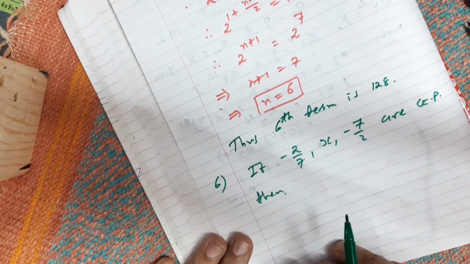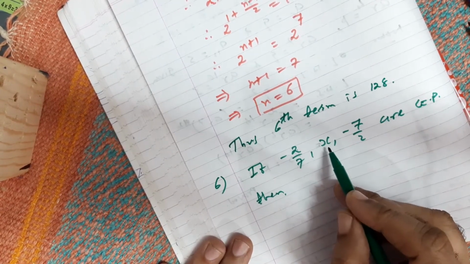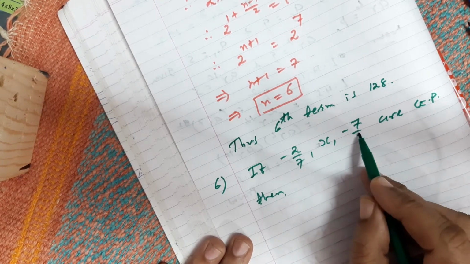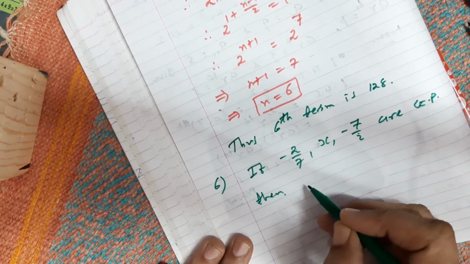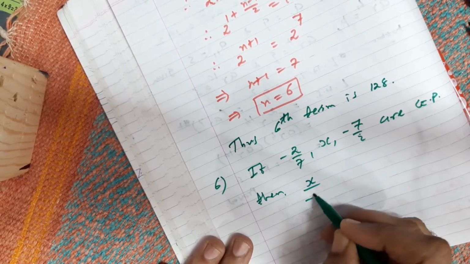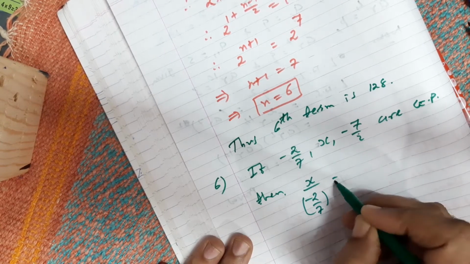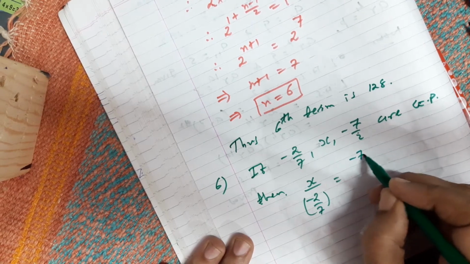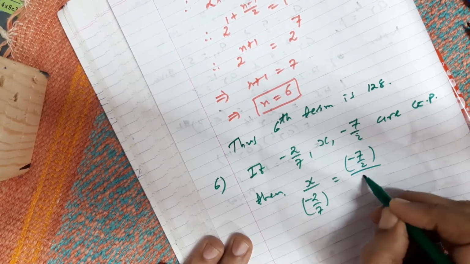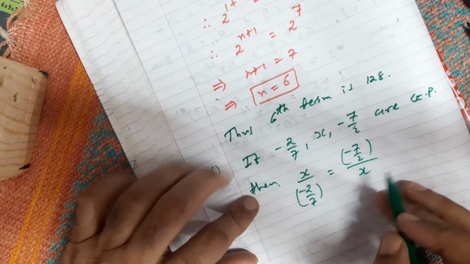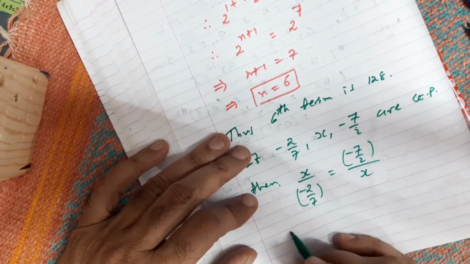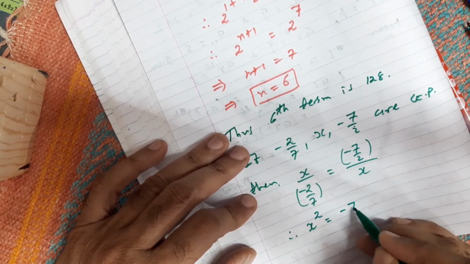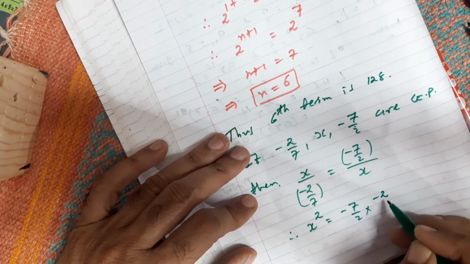Then according to the geometric progression definition, you know that the second term upon the first term, and the third term upon the second term will be equal. So I can say x upon minus 2 by 7 is equal to minus 7 by 2 upon x. Correct? Now take a cross multiply. So it will be x square is equal to minus 7 by 2 into minus 2 by 7.